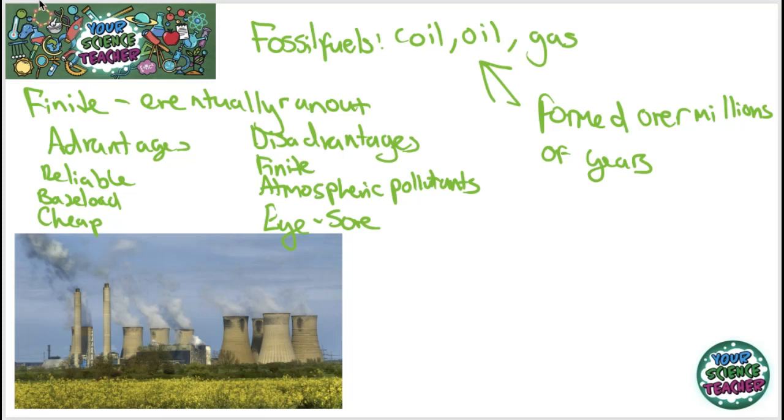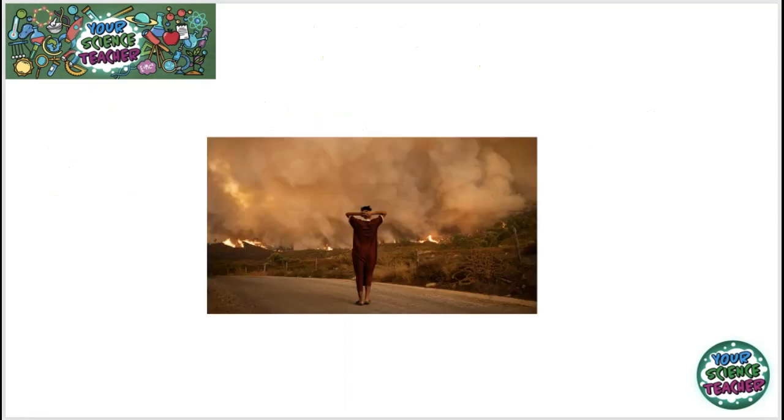So while we've been using fossil fuels for years and years, we are now having to look at alternatives for a lot of different reasons. Because of the fact they are running out. For example, coal is expected to run out within the next 50 or 60 years. And as well as that, we're looking at the atmospheric pollutants and the problems that they are giving us on the environment. So we're going to focus now on the problems of producing the atmospheric pollutant carbon dioxide.